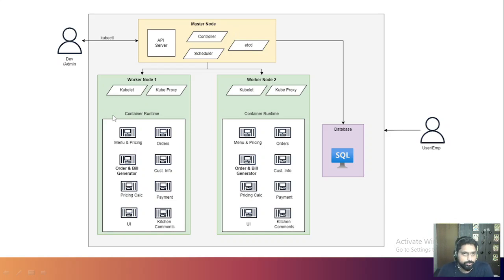And the worker node has three different components: kubelet, kube-proxy, and container runtime. Kubelet is responsible for communication between the master node and the worker node. So again, coming back to the same scenario: orders crashed, the controller detects it, sends instructions to the scheduler, and the scheduler sends instructions to kubelet, and then kubelet reschedules the pods.